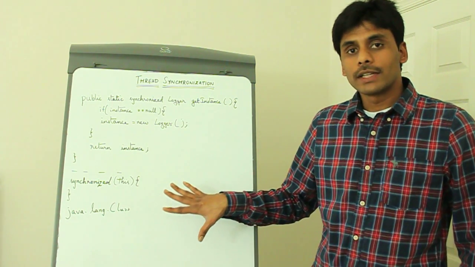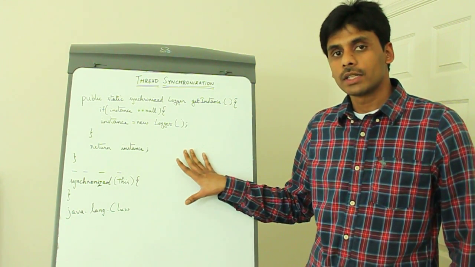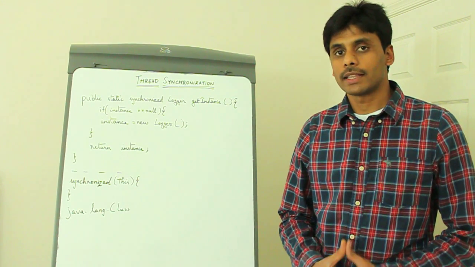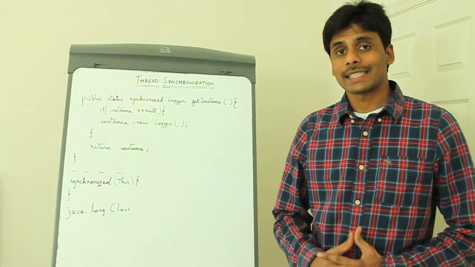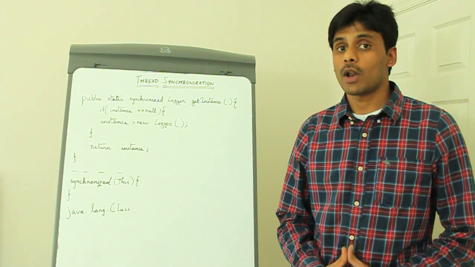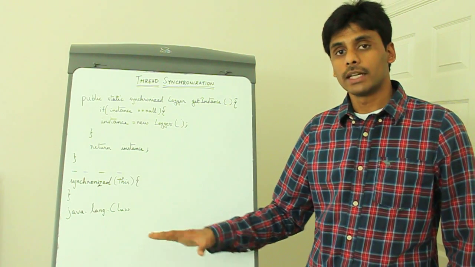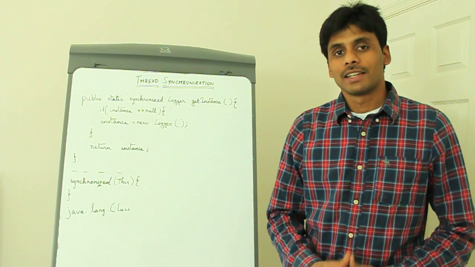We can also have synchronized blocks, not just methods, and also we can have static synchronized methods, and when a thread accesses a static synchronized method, it acquires a lock on the java.lang.Class instance for that particular class.